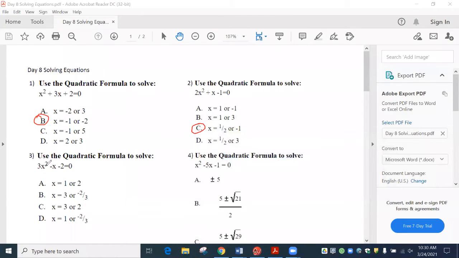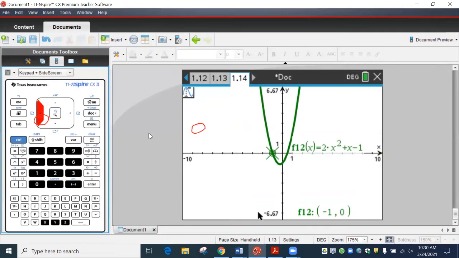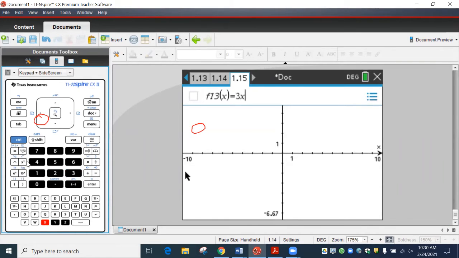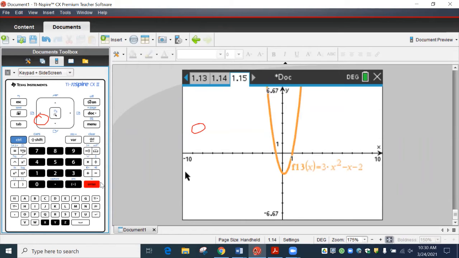All right, and then we got another one. This is really going to be my last kind of easy one. The next one's kind of weird. So this one right here, we're going to type this in. So we're going to type in 3x squared minus x and minus 2. Hit enter. So once again, wherever it's touching, those are our two answers.